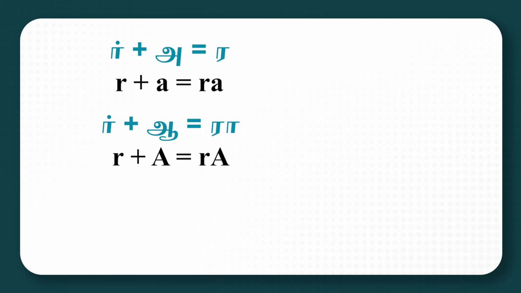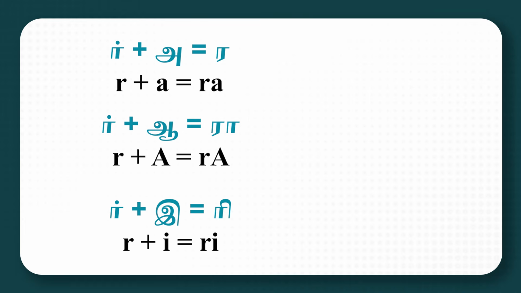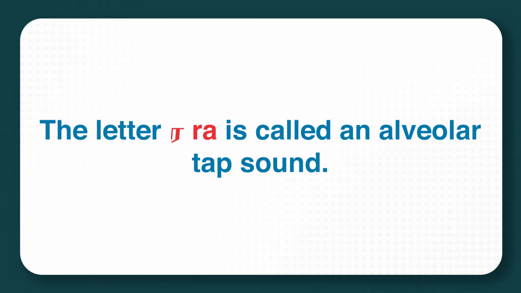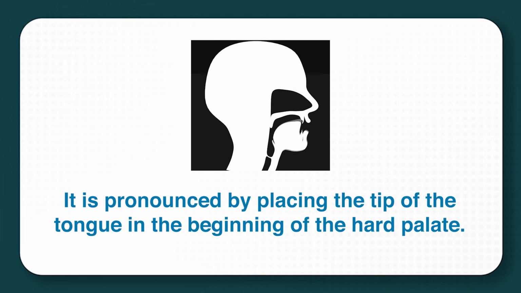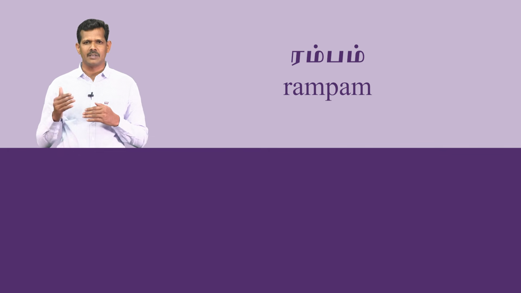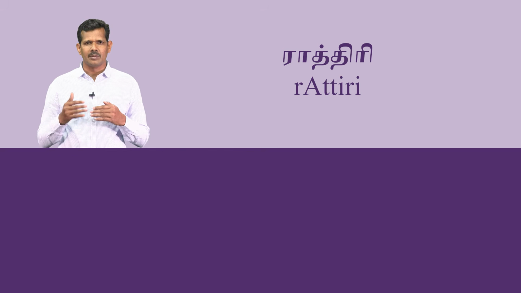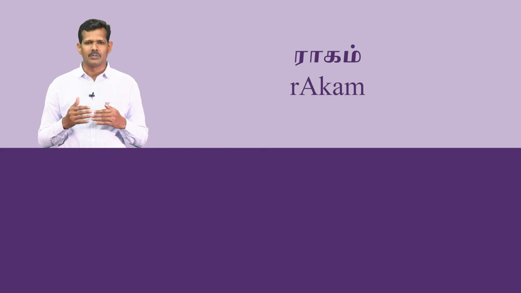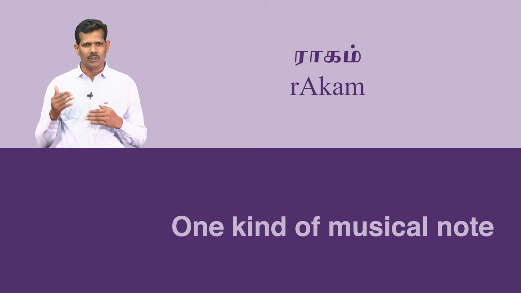Ir plus E, Re. The letter Ra is called an alveolar tap sound. It is pronounced by placing the tip of the tongue in the beginning of the hard palate. Let us see some examples in which the letter Ra is used. Rambam, which means sa. Ratri means night. Ragam means one kind of musical note.